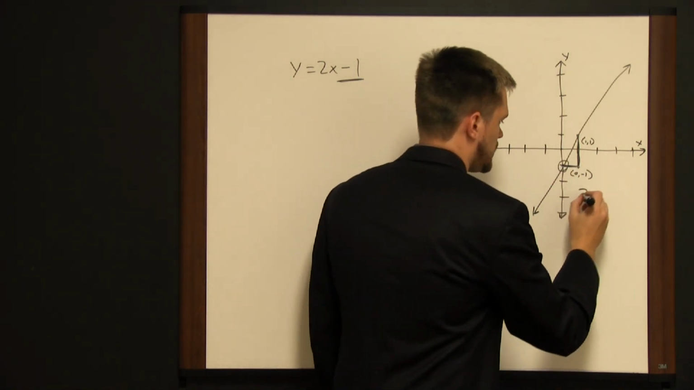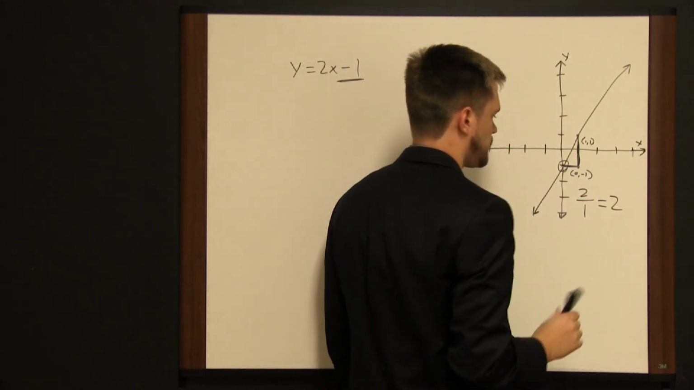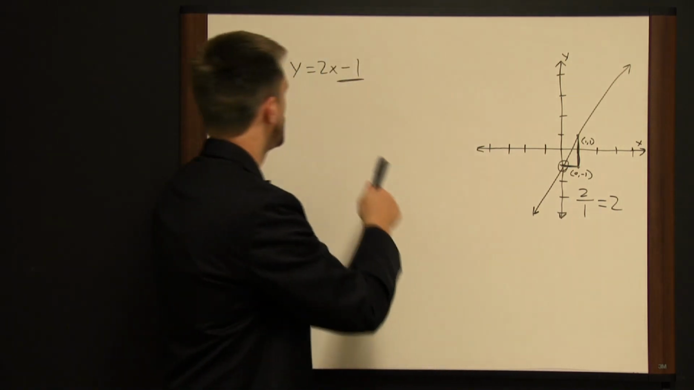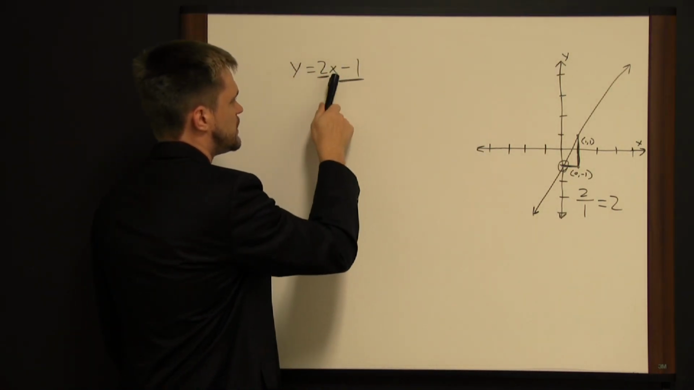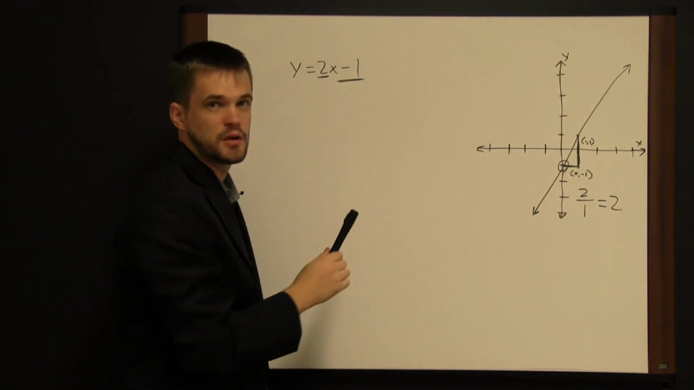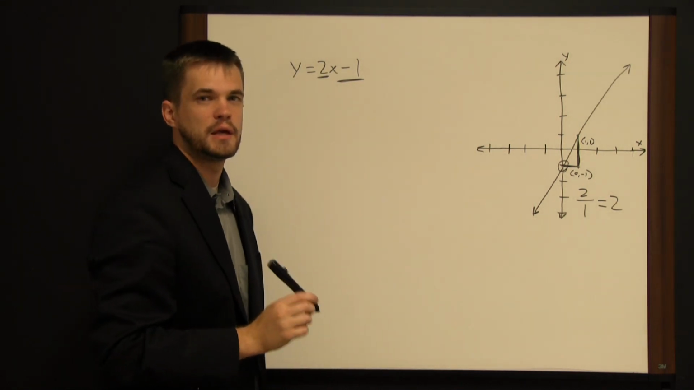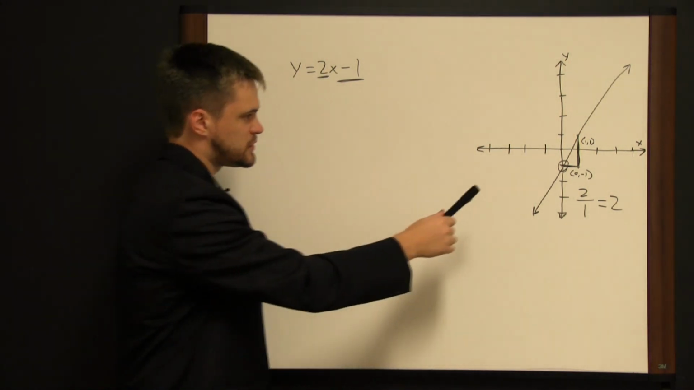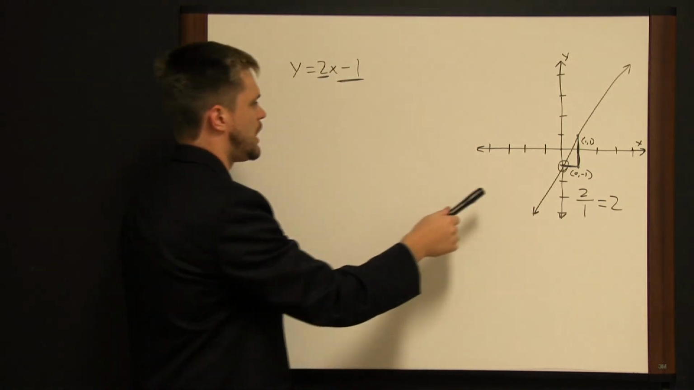So the slope here is 2 divided by 1, or just 2. And the slope, when you have an equation of this form, is going to be the coefficient of the x term. And so this equation here is in what's called slope-intercept form. I'm going to talk a little bit more about that in a later video. But these are just some of the key features to note on a graph of a line.